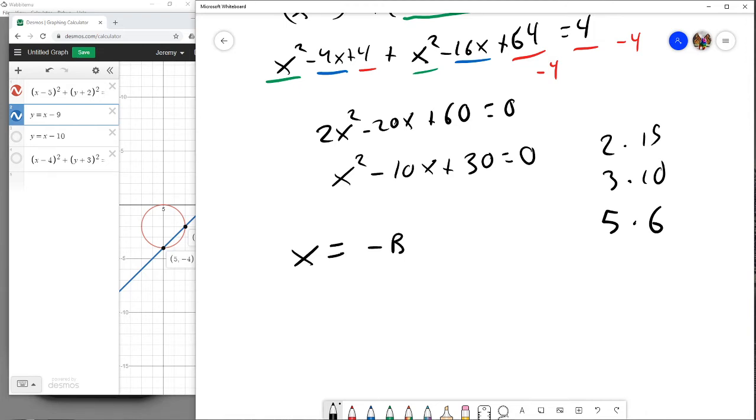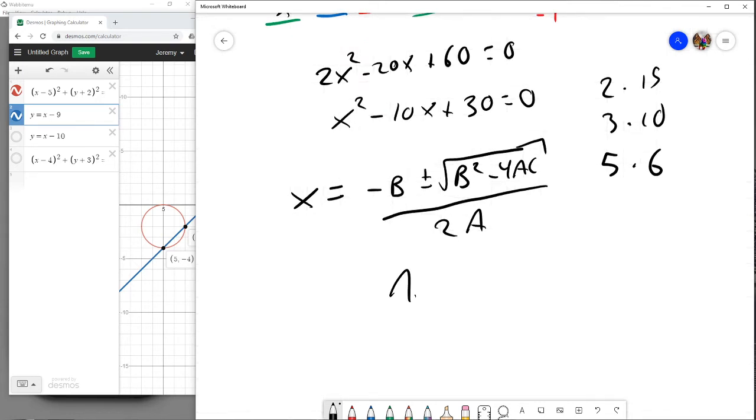So the quadratic formula is negative b plus minus square root of b squared minus 4ac divided by 2a. And in case if you forgot what those letters refer to, it's this here, ax squared plus bx plus c. So the a, b, and c are the coefficients for these terms here that's being plugged in.